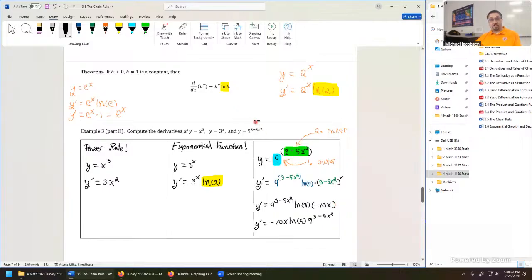Well, exponential functions, again, are what make the chain rule tricky. But any last questions on getting through this one?